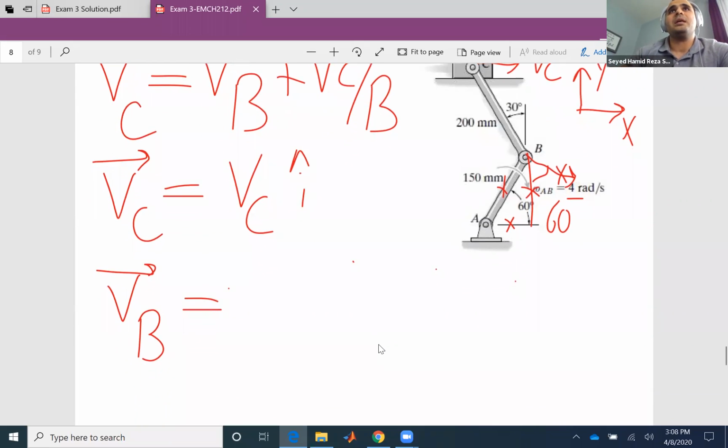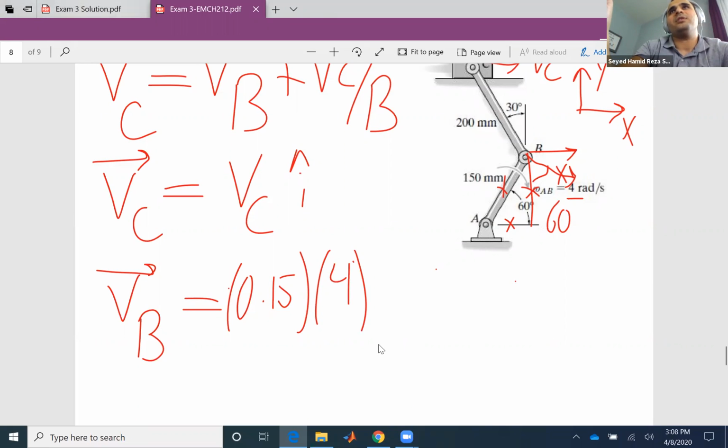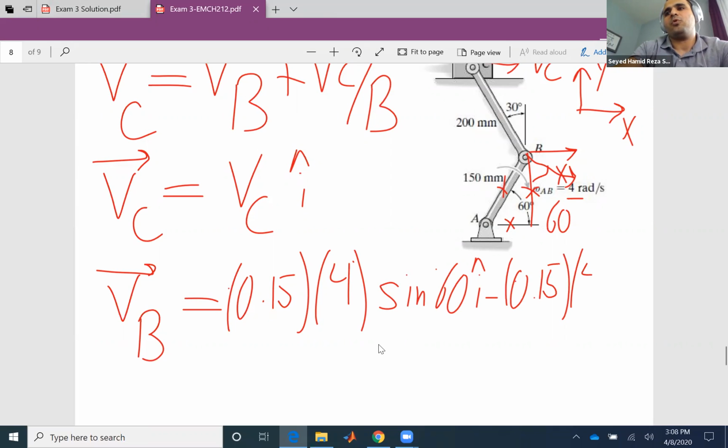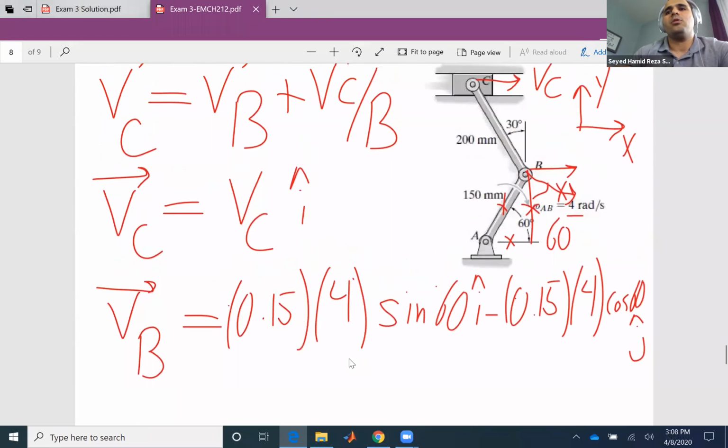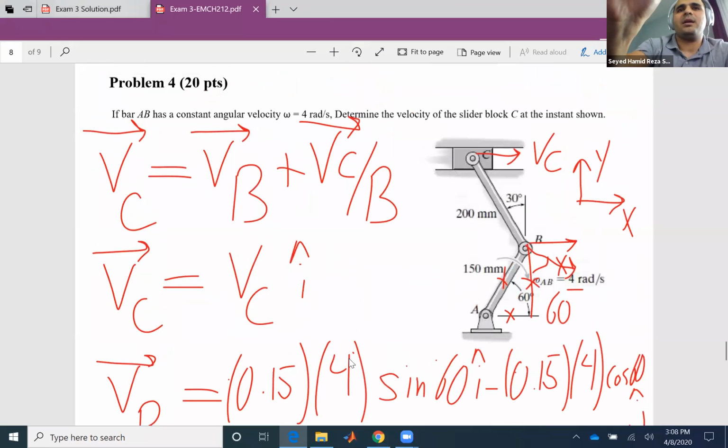So velocity at B, I know the x component is positive, and the y component would be negative. So that would be 0.15, that's our link dimension, times 4 is omega, and after that it's just sine and cosine. So sine 60 will give me the I component, and cosine 60 will give me the J component. So I have velocity at C, I have velocity at B.